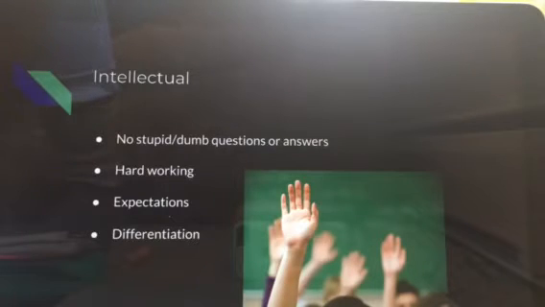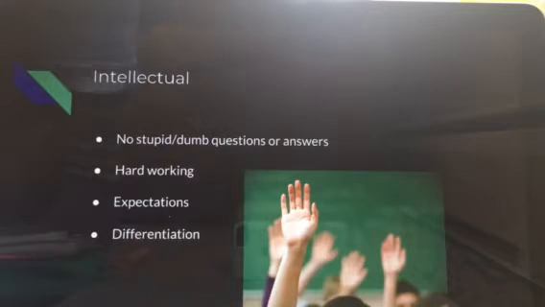Intellectual. I want to create an environment where it is safe for everyone to grow intellectually. In order to do this, I will explain to everyone that there are no stupid or dumb questions or answers. We are all at school to learn, and asking or answering questions is a great way to educate yourself and others.